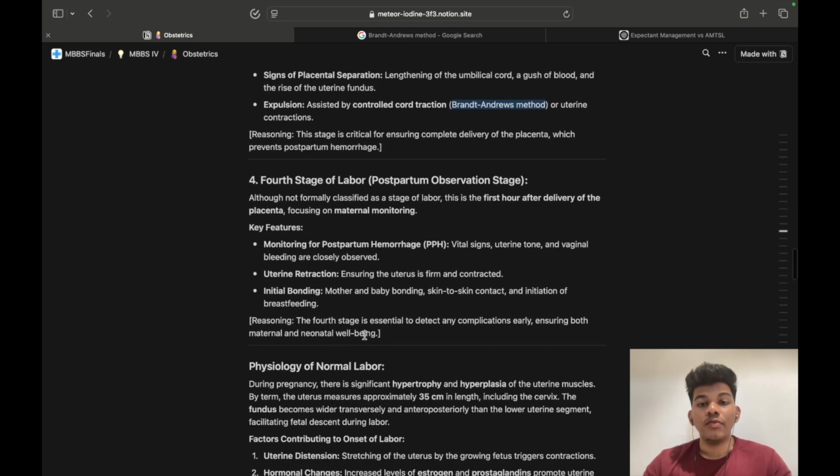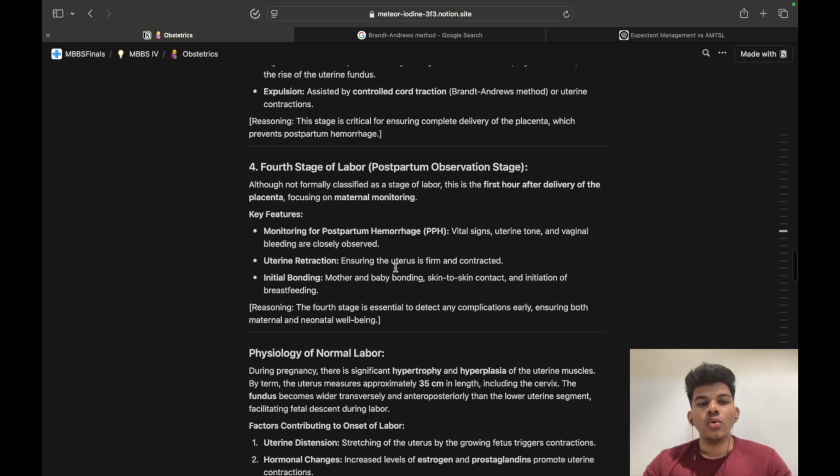And then finally the fourth stage, which is an additional stage for postpartum observation. That is the first hour after the delivery of the placenta, focusing on maternal monitoring. So we monitor the mother. Key features: monitoring the postpartum period, monitoring for PPH. So vital signs, uterine tone and vaginal bleeding are closely observed. Uterine retraction, ensuring the uterus is firm and contracted.